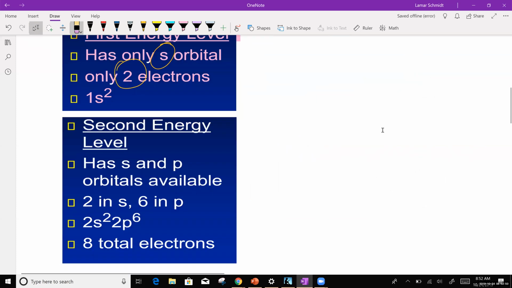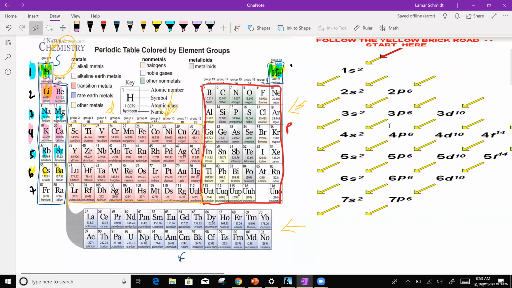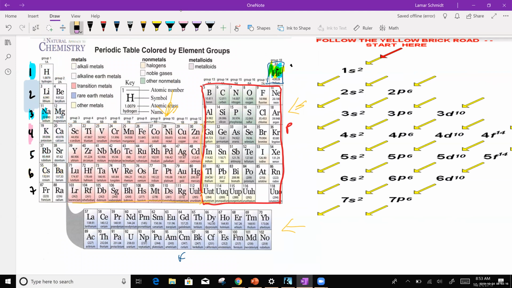Okay, so on second energy level, we have S and P, and we can see that if we go to our periodic table. Here we are at energy level 2. All right, and in energy level 2, let me erase some of the stuff that I've had on here already. Energy level 2, we have S, and we also have P. That's all in energy level 2. So we can see that we have 2.